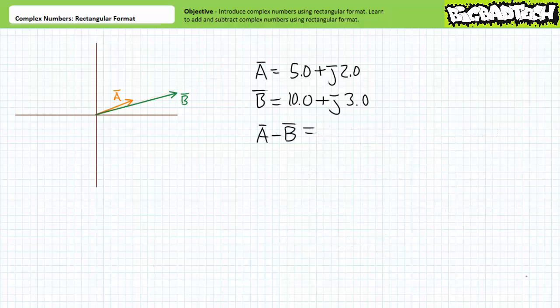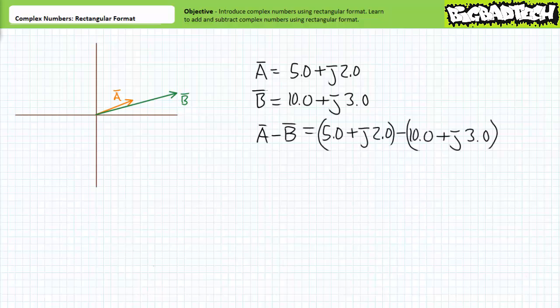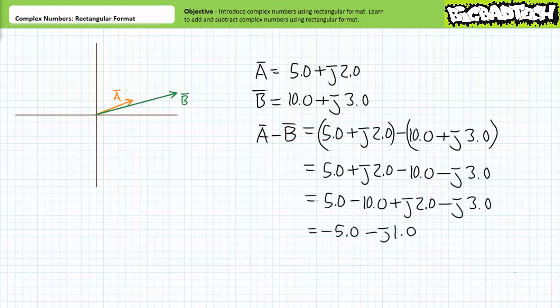Consider a slightly different permutation of this problem, A minus B. This is where parentheses are important. Distributing the negative sign into the parentheses, we arrive at 5 plus j2 minus 10 minus j3. Now all we got to do is add up the real with the real and the imaginary with the imaginary as previously. We're left with negative 5 minus j times 1.